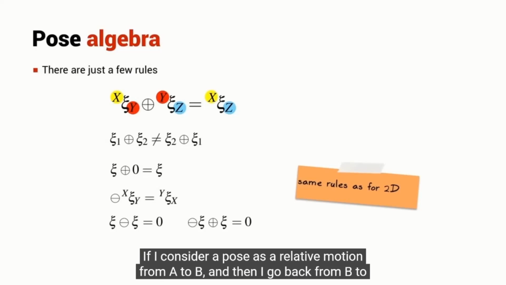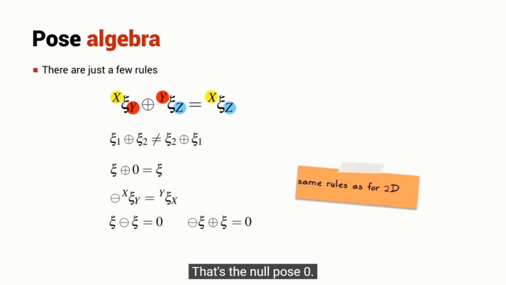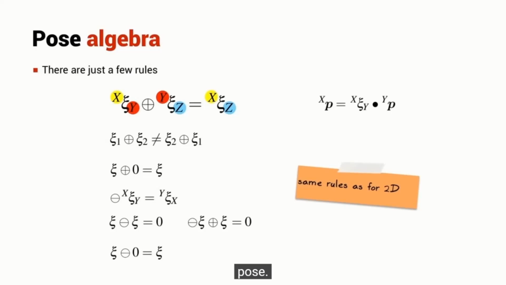If I consider a pose as a relative motion from A to B, and then I go back from B to A, I'm back where I started from. I haven't moved any distance. That's the null pose O. And if I compound with the inverse of the null pose, again I'm left with my original pose.